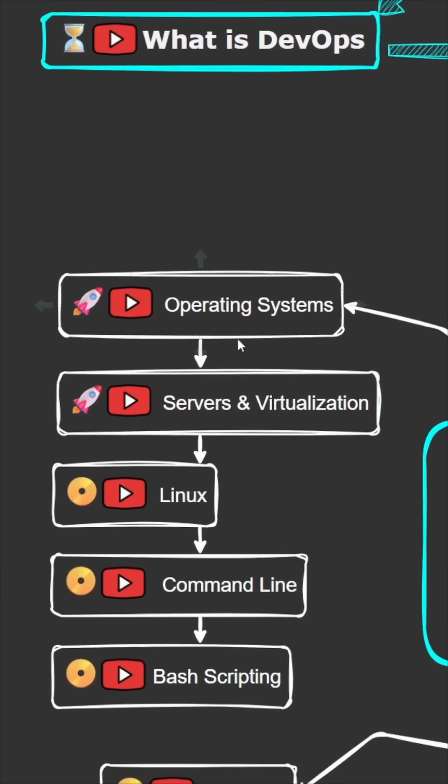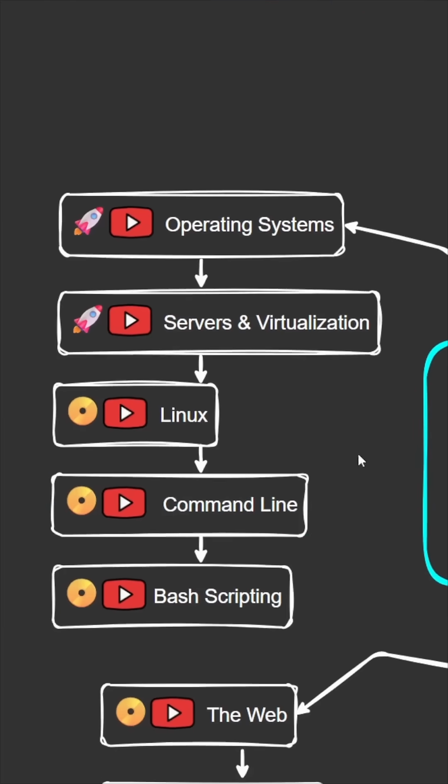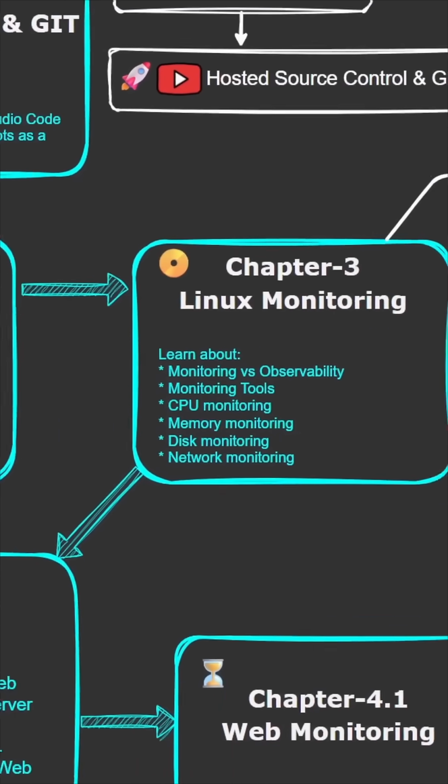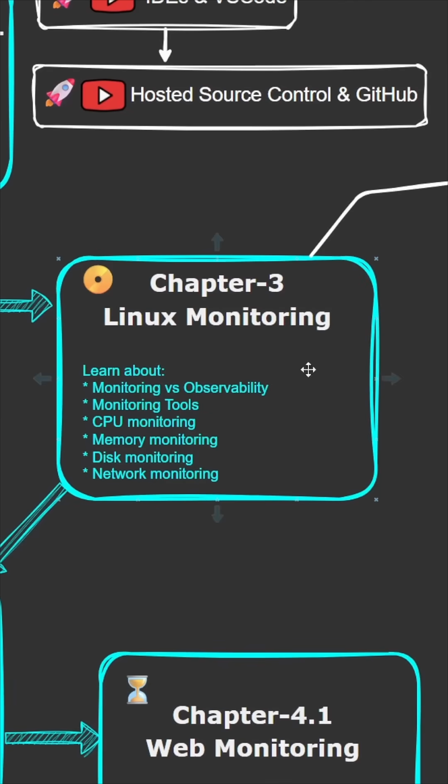We hop into operating systems, what it is, servers and virtualization. This is an important fundamental for even the cloud. The whole cloud is built on virtualization and Linux. We learn how to navigate Linux, and we build our confidence in the command line and start to automate things with bash scripts. In this course, you'll actually create your own virtual server and learn all of these things along the way. Then from chapter two, we'll hop into chapter three, which is all about Linux monitoring.